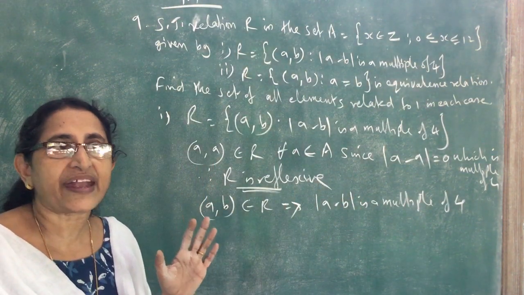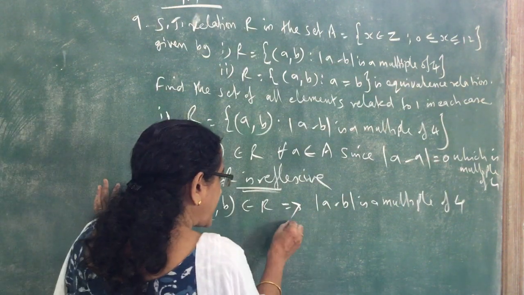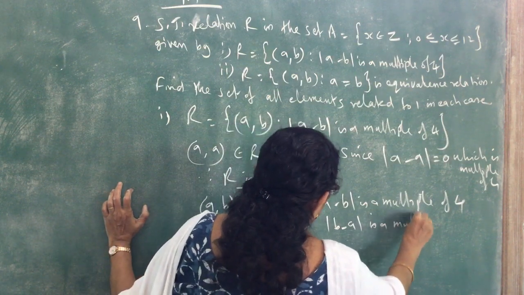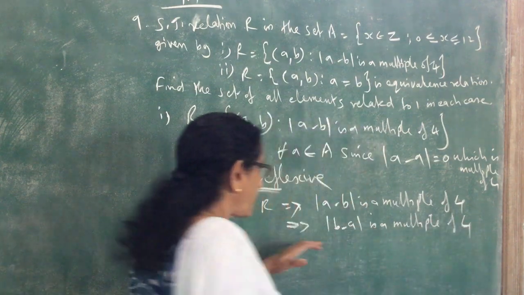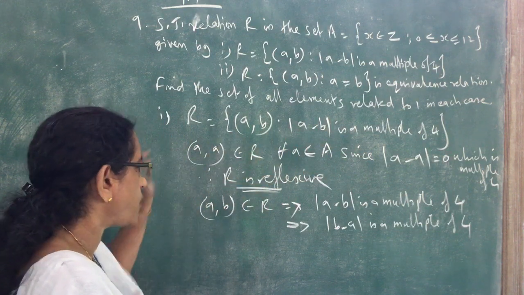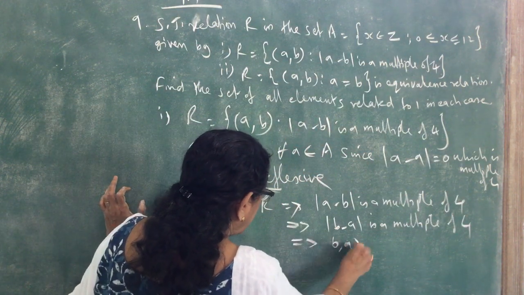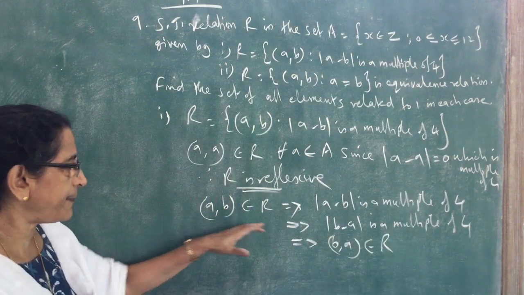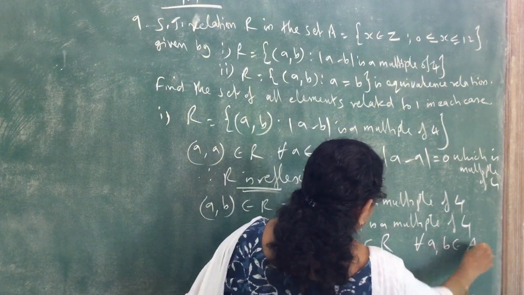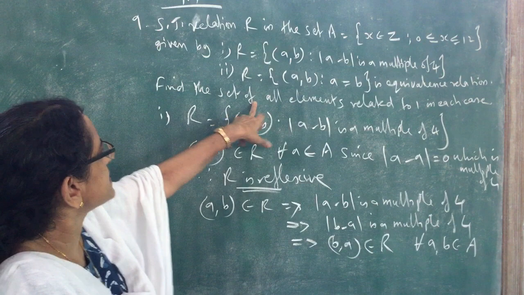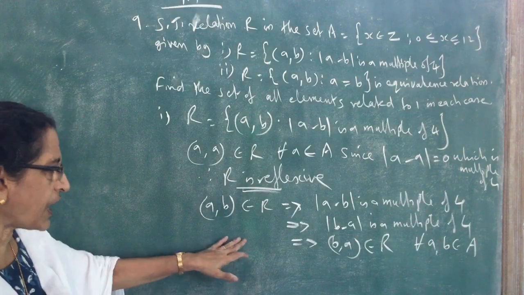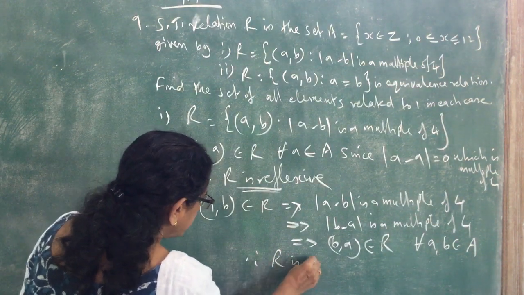We know modulus a minus b is equal to modulus b minus a. Therefore modulus b minus a is a multiple of 4. So if modulus b minus a is a multiple of 4, we can write (b, a) belongs to R. So we proved (a, b) belongs to R implies (b, a) belongs to R for every a, b belonging to the set A. Therefore R is symmetric.